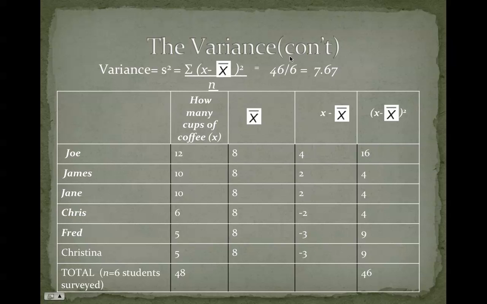In order to get the variance, all you're doing is taking the sum of that column and dividing it again by the sample size. The sum of this column is 46, divided by n. That's 46 divided by 6, which equals 7.67, and that is the variance.